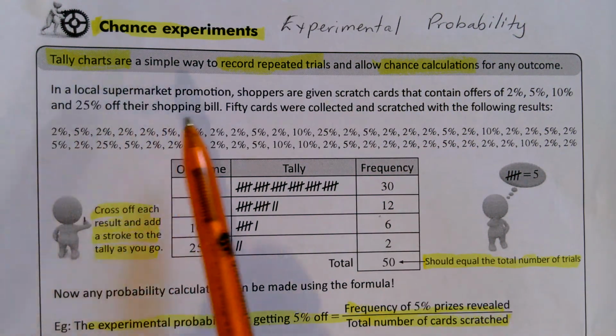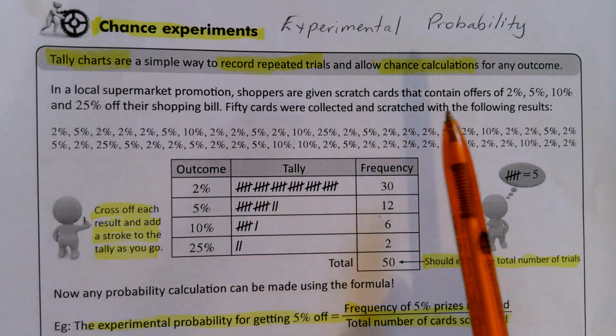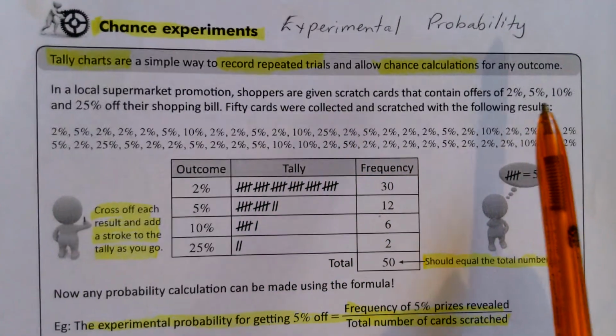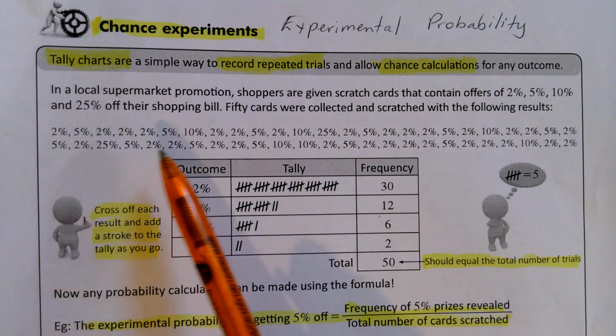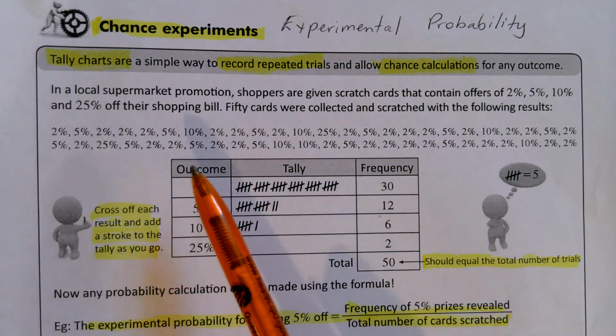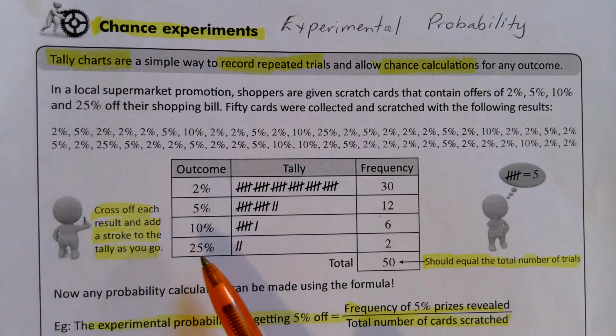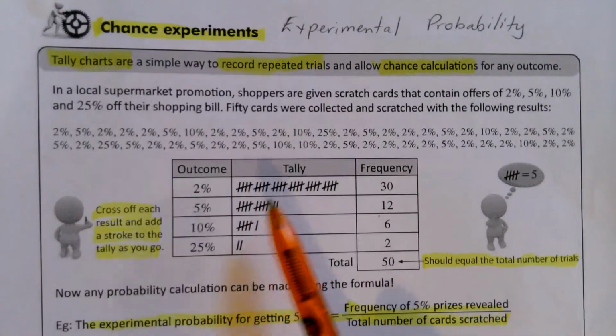So, local supermarket promotion. The shoppers are given scratch cards that contain offers of 2, 5, 10 and 25% off their shopping bill. So as they were collected, they wrote it down. Now this is how you do it. The outcomes were 2, 5, 10 and 25, and we've done the tally marks.